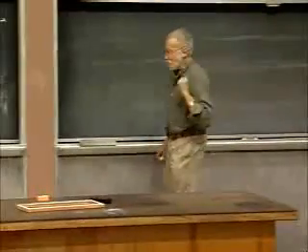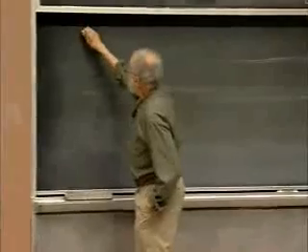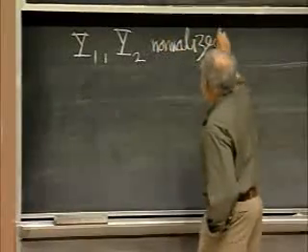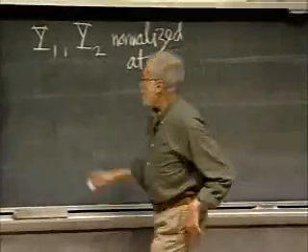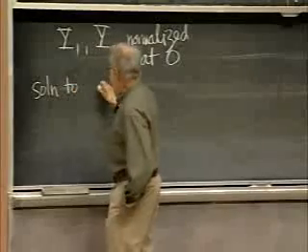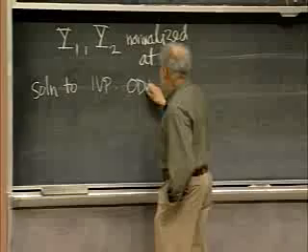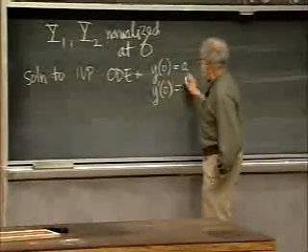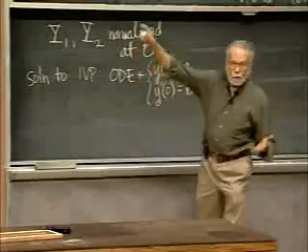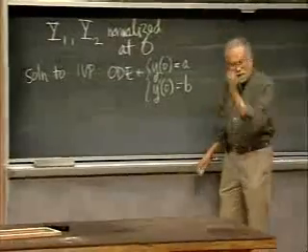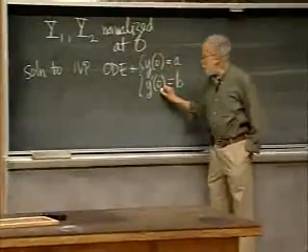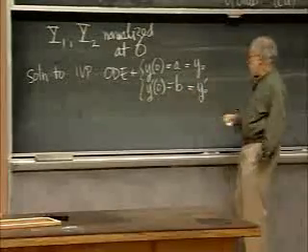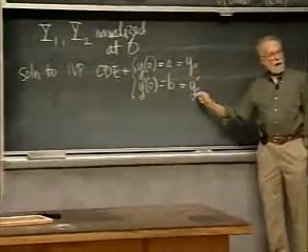So what's so good about normalized solutions? Very simple. If y1 and y2 are normalized at 0, let's say, then consider the solution to the IVP, in other words, the ODE plus the initial values, y of 0 equals, let's say, a, and y prime of 0 equals b. The ODE, I'm not repeating, is the one we've been talking about all term, the one with the p of x and q of x. And here are the initial values. I'm going to call them a and b. You can also call them y0, as they are in the notes and the homework. Let's use those.